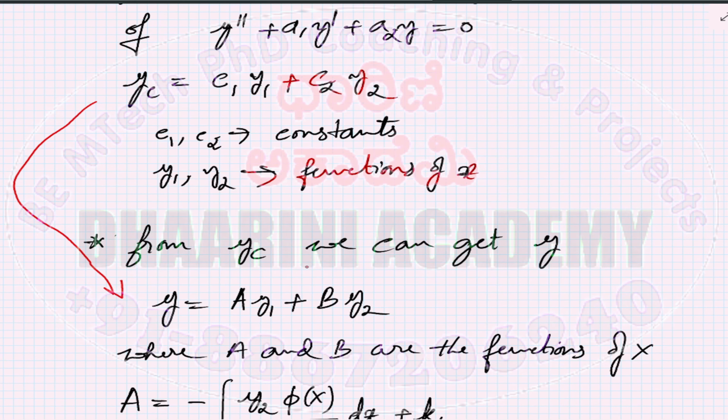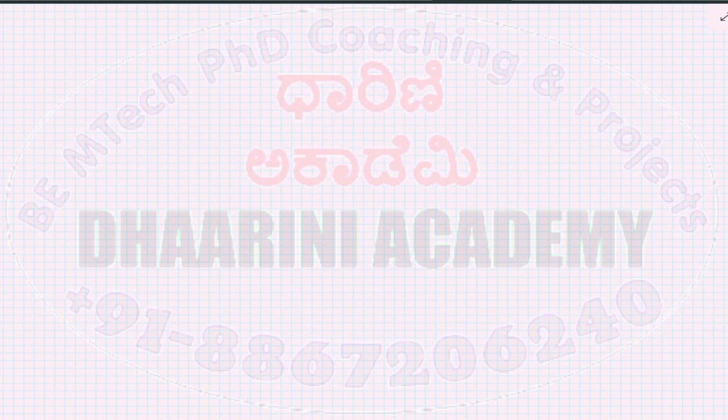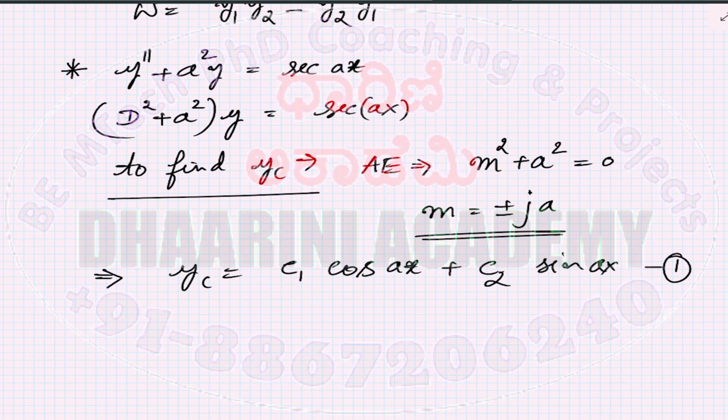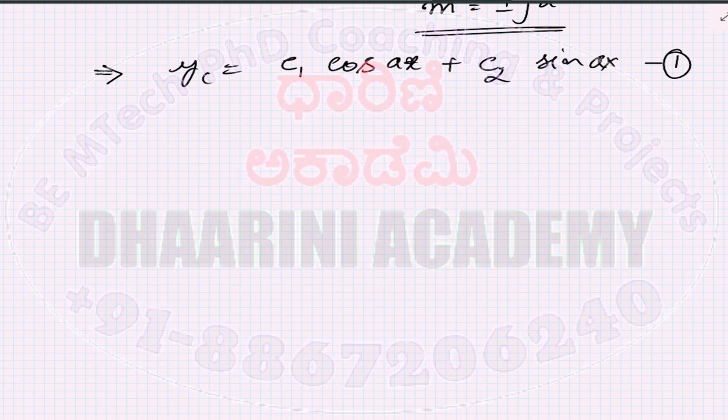How? y1 and y2 remain the same. Instead of writing c1 and c2, I'm going to write capital A and capital B. Once I have the capital A and capital B with me, I can simply substitute the values by using their equations, get the values of A and B, and put them back. That's how we obtain all the values of unknowns like A and B. So that's our next procedure. What I'm going to do now, I'll directly convert this into y, using variation of parameters.